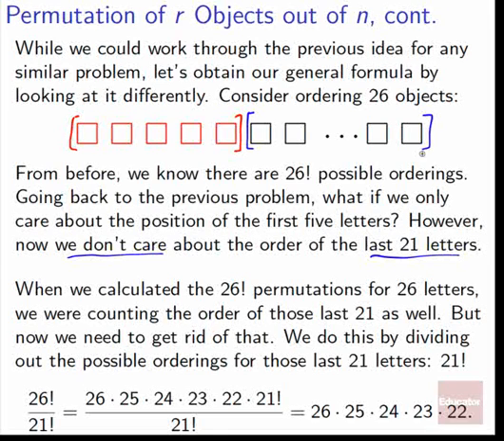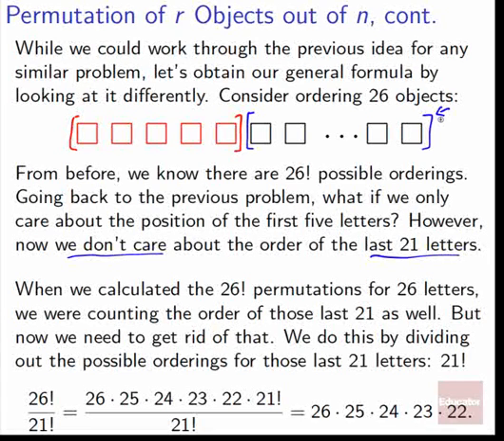We are only concerned with what are the first 5 things to come out. So when we calculated the 26 factorial permutations for 26 letters, we were counting the order of the last 21 as well. We were counting this part here, the tail of the thing. But now we need to get rid of that. We don't care about the order of that.